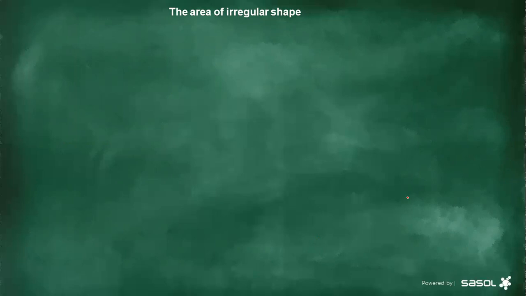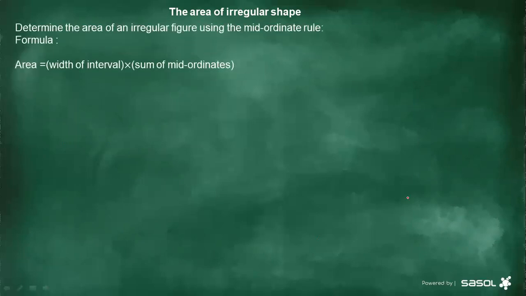So if it's a radius, you have to make R the subject of the formula in order to calculate the value of R. If it's h, which is the height, you must be able to make the height the subject of the formula so that you can calculate the height. Determine the area of an irregular figure using the mid-ordinate rule formula. So this is the formula that we are going to be using when we are calculating the area of an irregular shape.